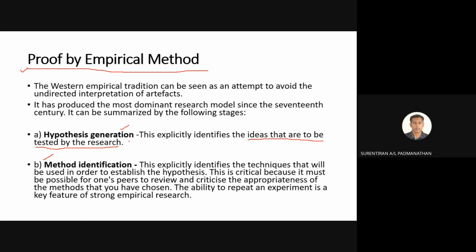After that, we go to the method identification. This explicitly identifies the techniques that will be used in order to establish the hypothesis. This is critical because it must be possible for one's peers to review and criticize the appropriateness of the methods that you have chosen. The ability to repeat an experiment is a key feature of strong empirical research.